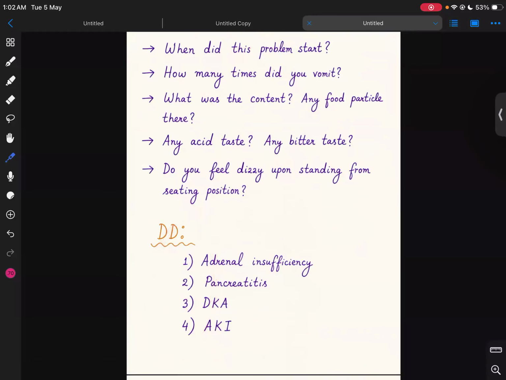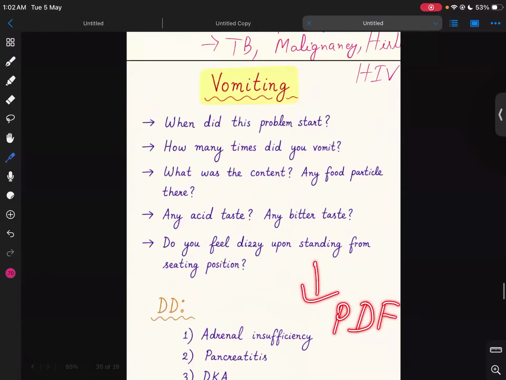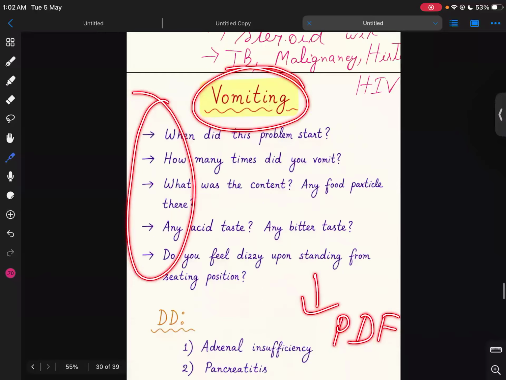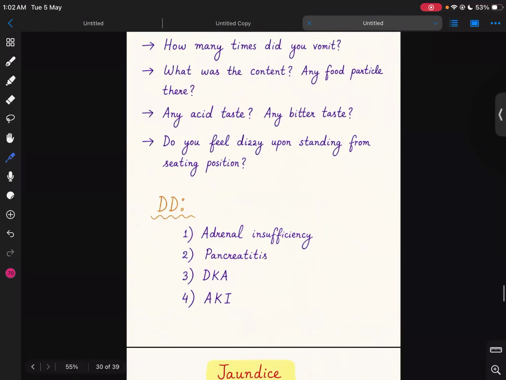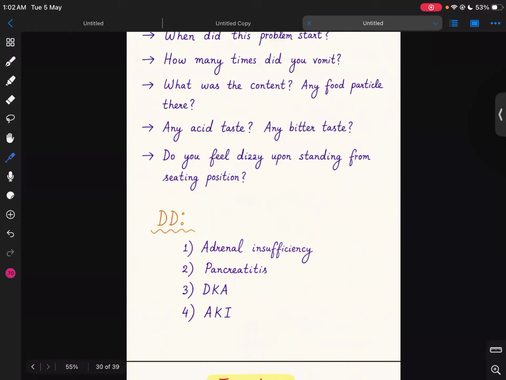I will suggest, again, go to the PDF: past medical history, drug history, and family history. For this vomiting prompt, right after analyzing the symptom, you will get your diagnosis. Is it clear to all doctors? Any question from here? Yeah, Dr. Malik, what is the question?